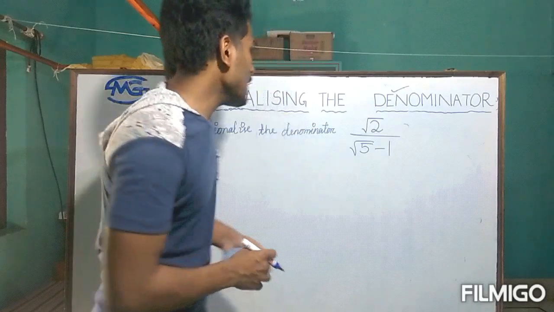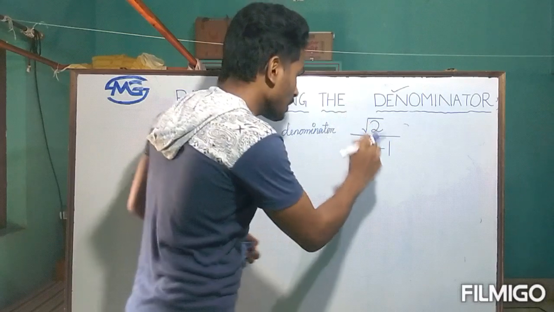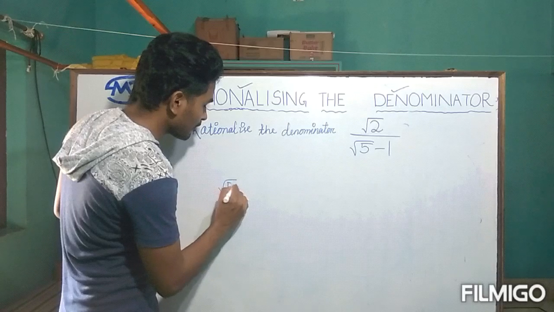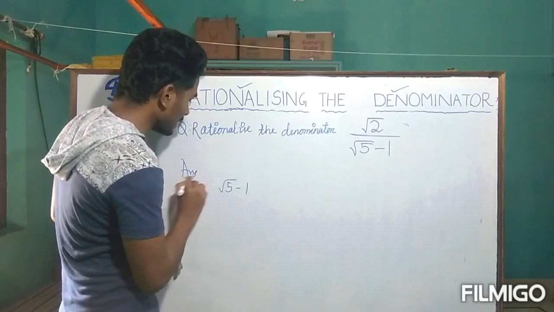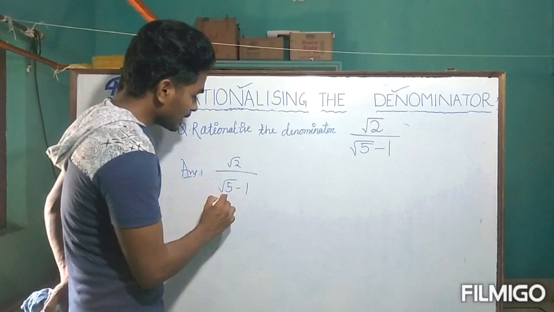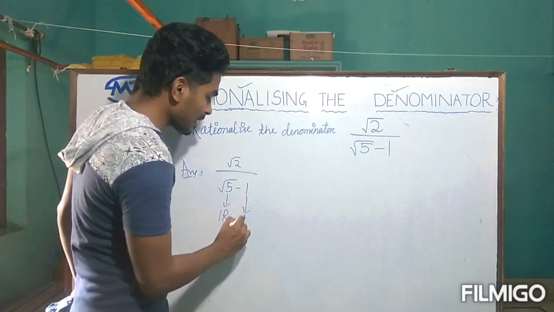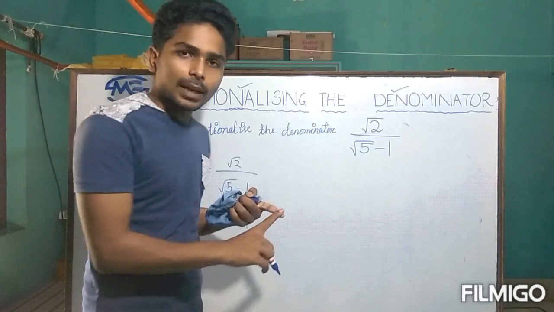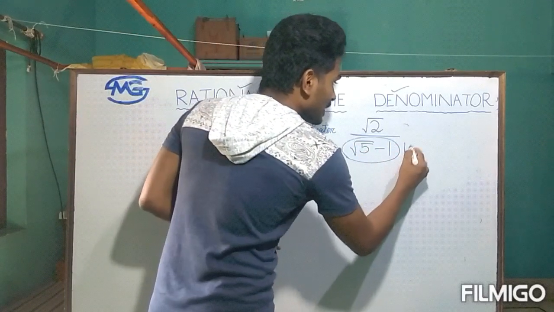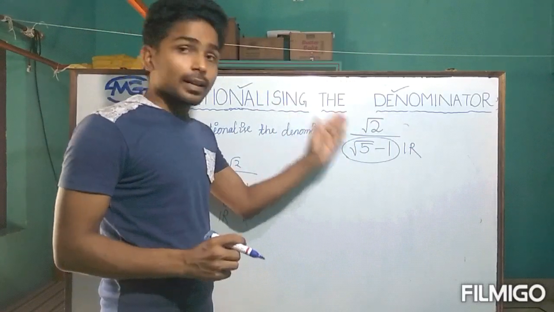Let's have another question. Rationalize the denominator of root 2 divided by root 5 minus 1. So in this case the denominator is root 5 minus 1, and the numerator is root 2. Here see, in the denominator root 5 is irrational and 1 is rational. So whenever an irrational and a rational number are subtracted, the result is always irrational. So this denominator is always an irrational number. It is clear. Now we have to make it rational.